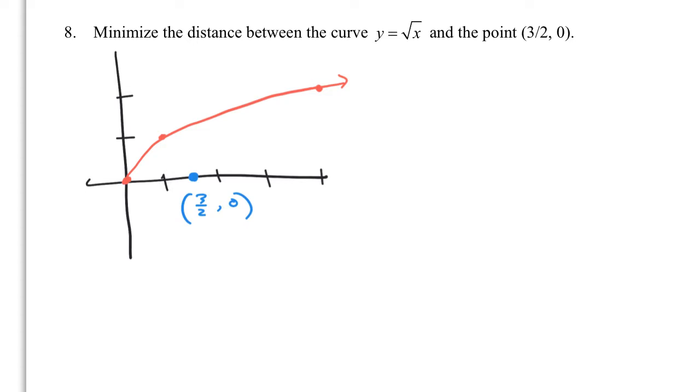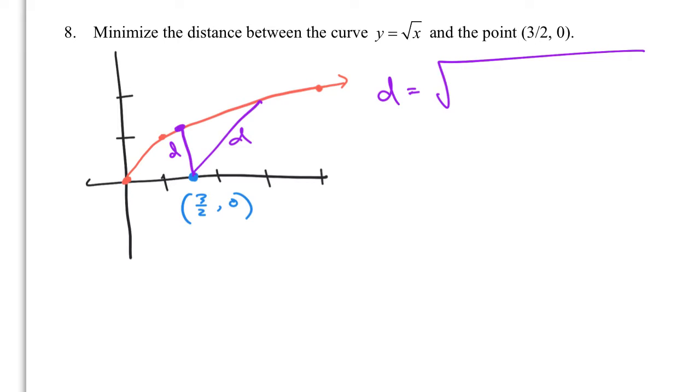So if I were to connect the graph and the point with a line, I could find the distance of that line. And I want to find the location on the square root of x graph where that distance is as small as possible. That's what I'm minimizing. So to do that, I need a distance formula. And we luckily have a great formula for distance called the distance formula.